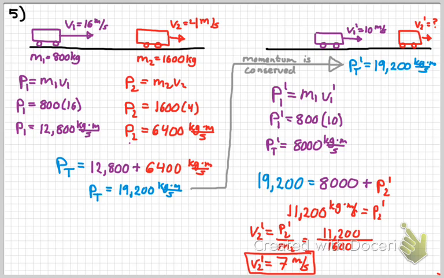So things to remember in an elastic collision, they're going to separate, so you don't have one object, you have two objects that are still moving independently of each other. But momentum is still conserved. So the key thing to remember is that the total momentum before and the total momentum after are still the same.